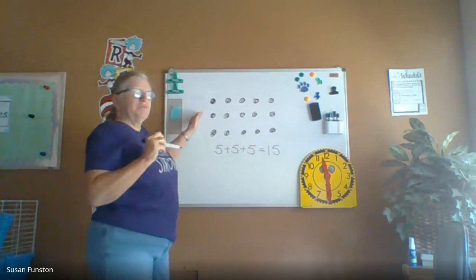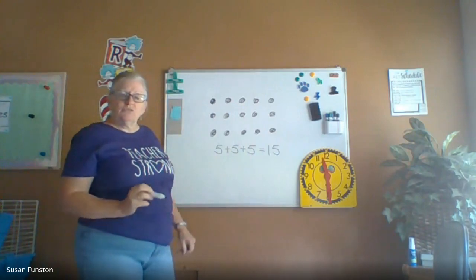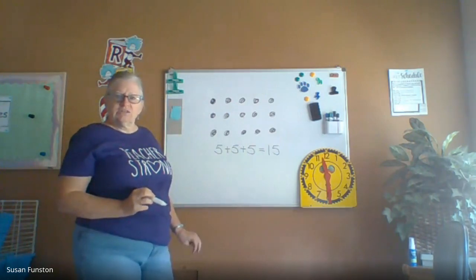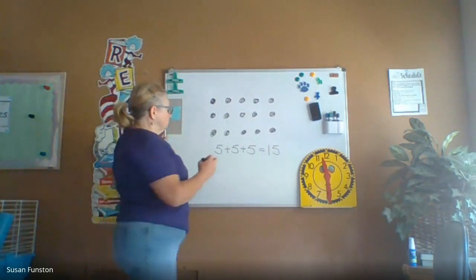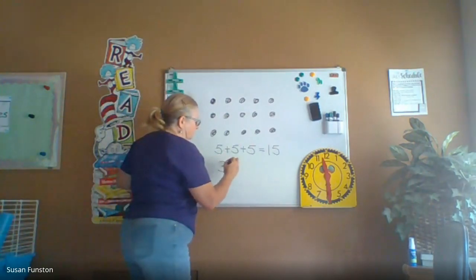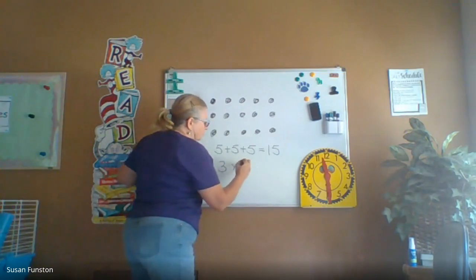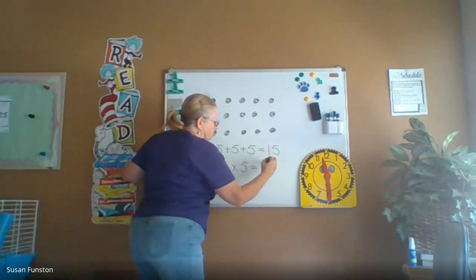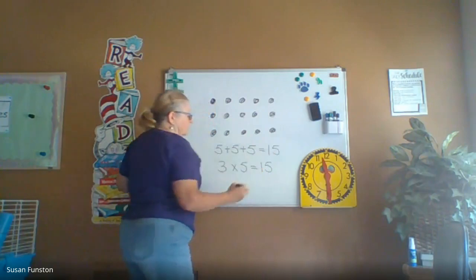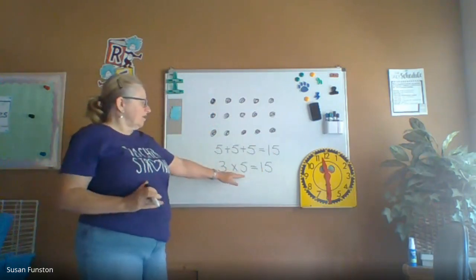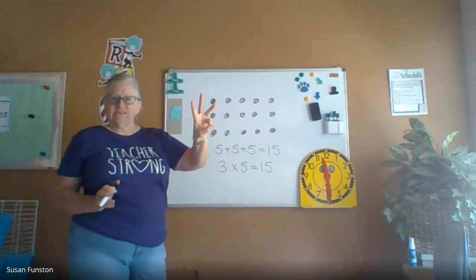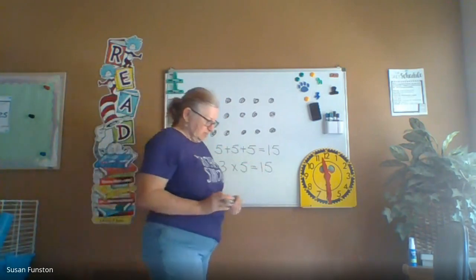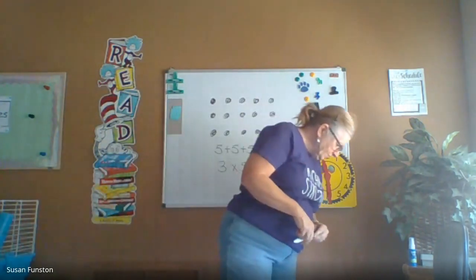I have equal groups, so can I use multiplication instead of addition? That's right, I can. I have 3 rows with 5 items in each row. So I can count by 5s, 5, 10, 15, and my answer is still 15.